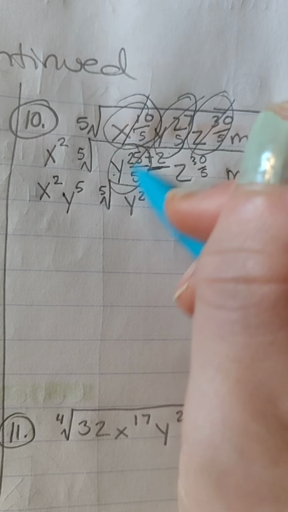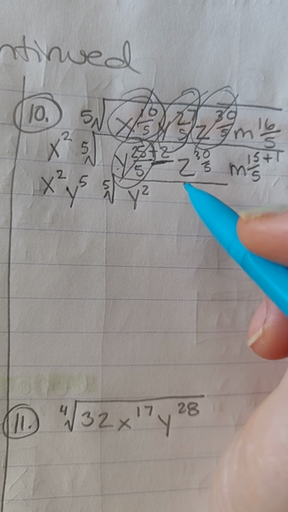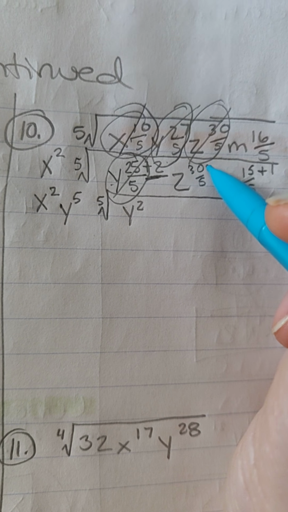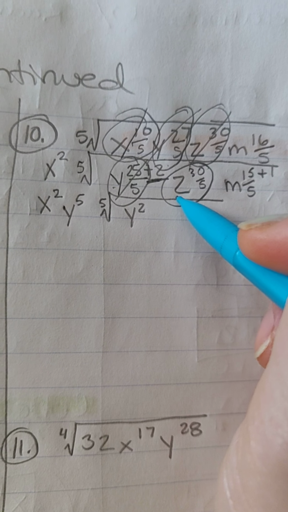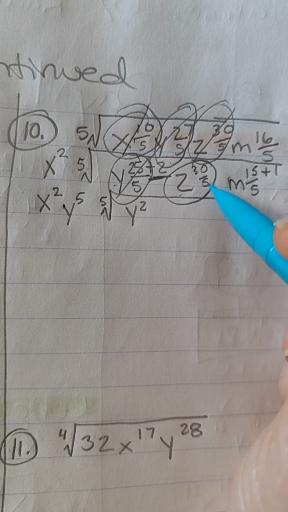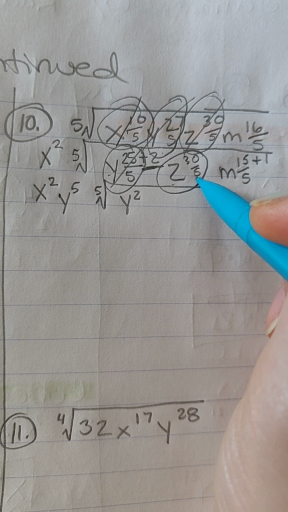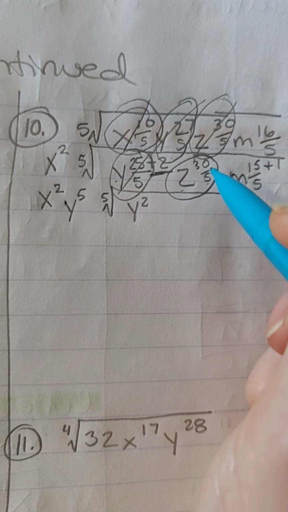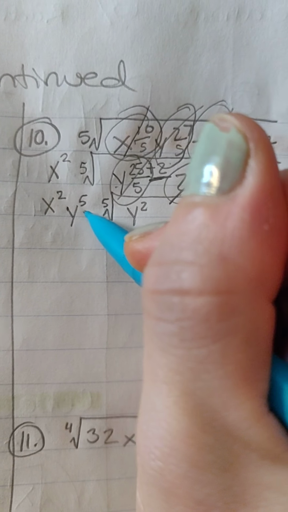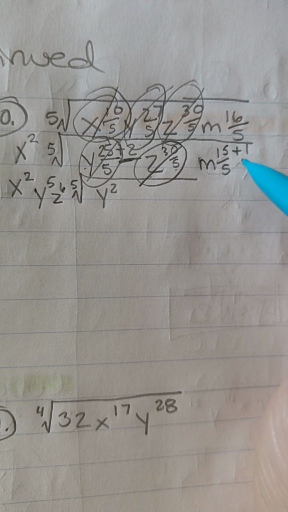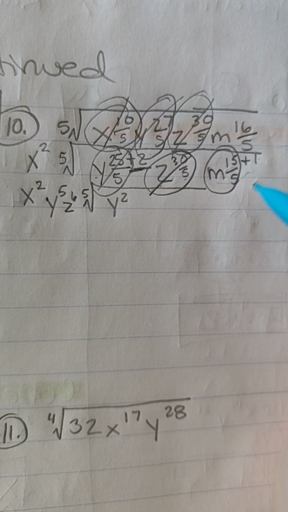And then that part is done. I need to leave a space in between every single one of these. This is turning out to be so much work. This one reduces nicely. Z 30 divided by 5 is, that should be 6. So then I can write z to the 6th power. And now I have my m, m to the 15th.